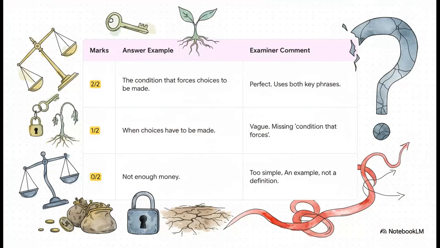Okay, so the perfect 2-mark answer is exactly what we've just learned, the condition that forces choices to be made. But now look at the 1-mark answer, when choices have to be made. It's just a bit vague, isn't it? It's missing that crucial condition that forces element. And the 0-mark answer, when a business doesn't have enough money, is way too simplistic. That's an example of scarcity, not the definition itself. And that's a really common mistake to make.